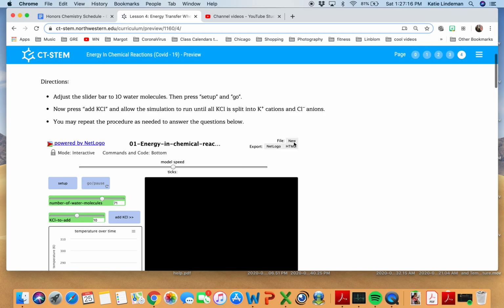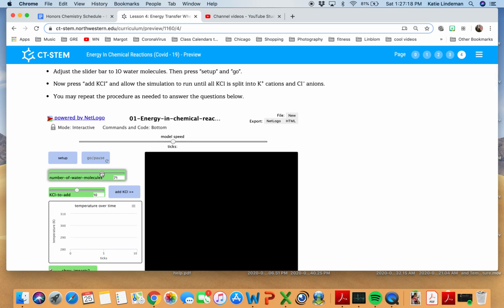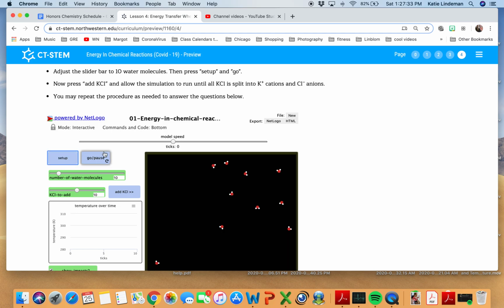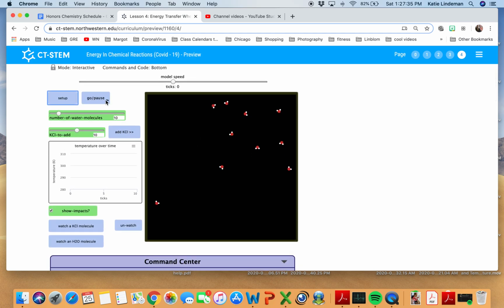Okay, so going back up here, we are adjusting, so we have 10 water molecules. Okay, so already this is a little bit of a different setup than the page before. The page before we had 100 water molecules, now we have 10. We are going to press setup, and we see our 10 water molecules, and then we press go. And if you hover over, you see that it's number of ticks, comma, temperature. So right now the temperature within this beaker is 300 Kelvin.